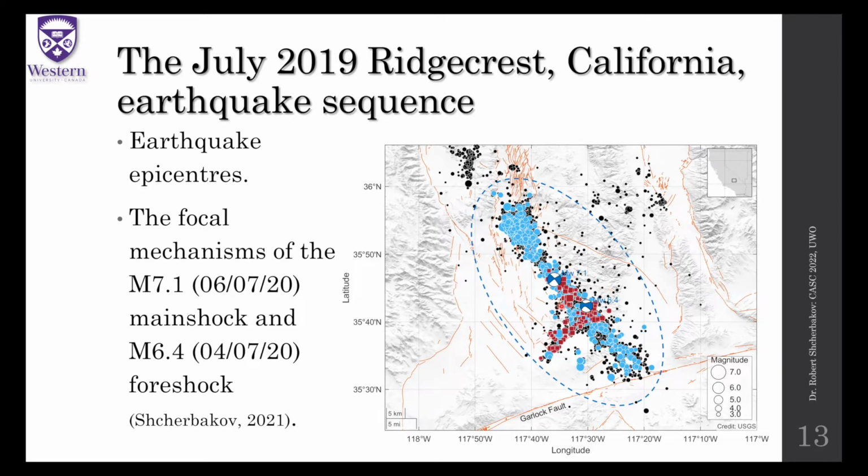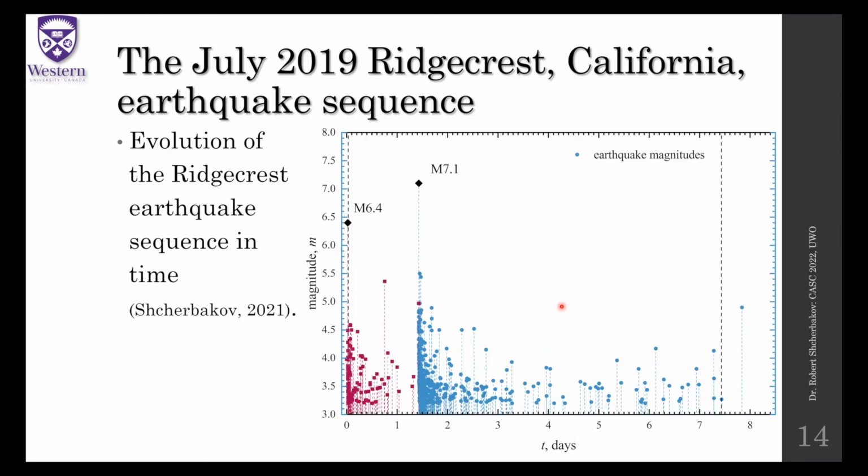So that was pretty interesting, this kind of complex sequence itself. And here's just that evolution of that sequence in time. There were some smaller events before that magnitude 6.4, then that magnitude 6.4 earthquake happened, smaller events start to occur after that, and then an even larger event occurred, that magnitude 7.1 event, and then those aftershocks, or just subsequent earthquakes, start to appear later in time after that sequence.